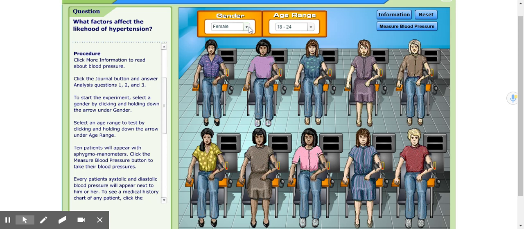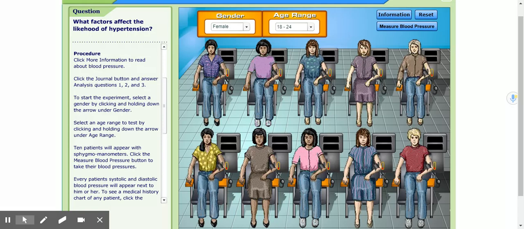Hello, everyone. I'm hoping that you've done your research and you know something about blood pressure and hypertension at this point. This lab is going to be looking at how gender affects blood pressure and the effects of hypertension on blood pressure. So I'm going to begin by choosing female, and I'm going to choose the age range of 18 to 24 so you can see how this data is collected.